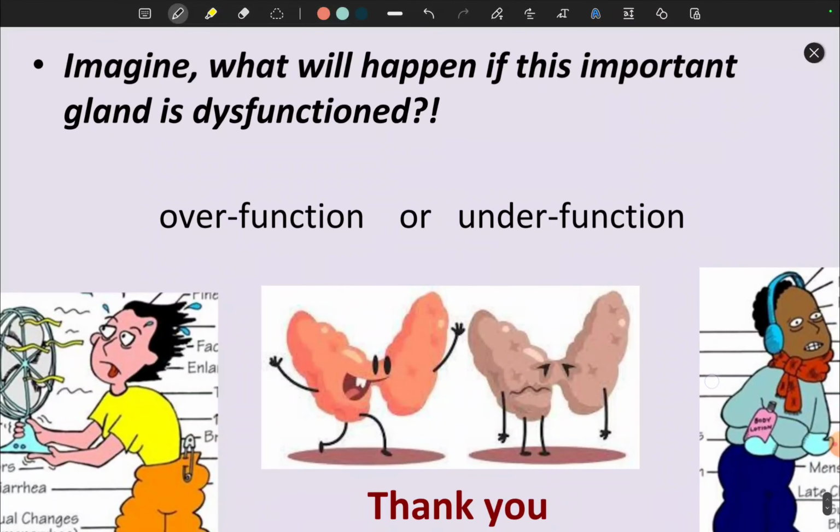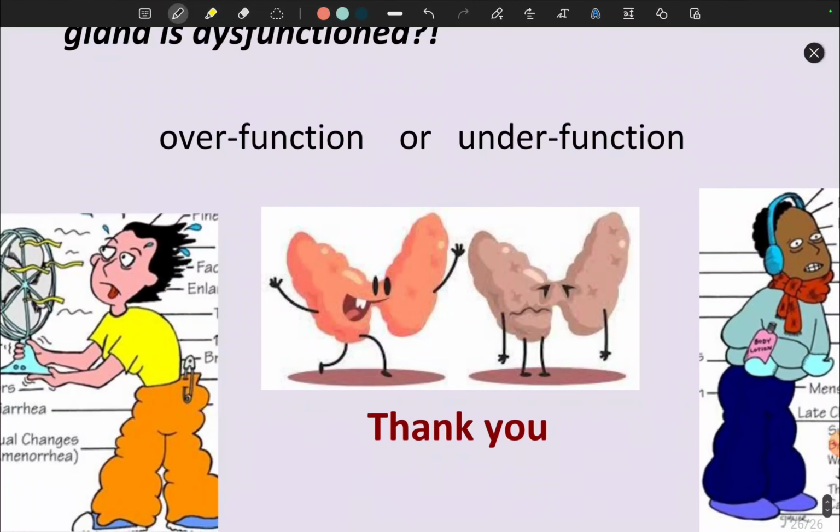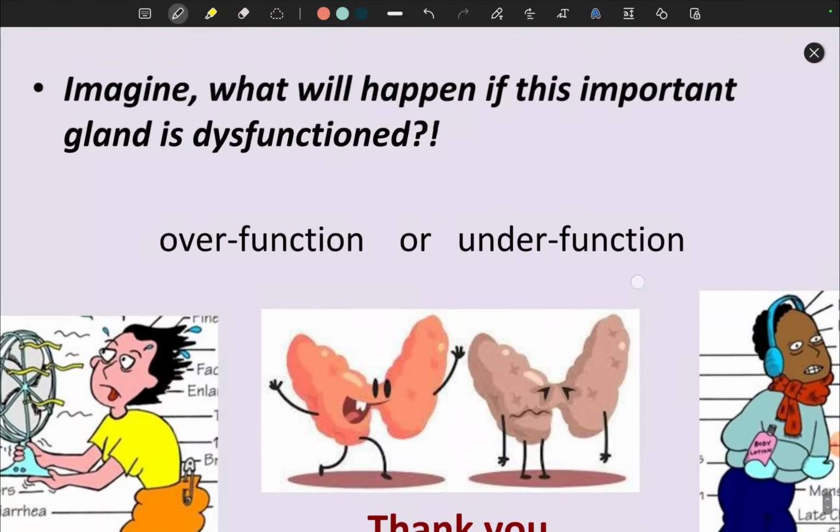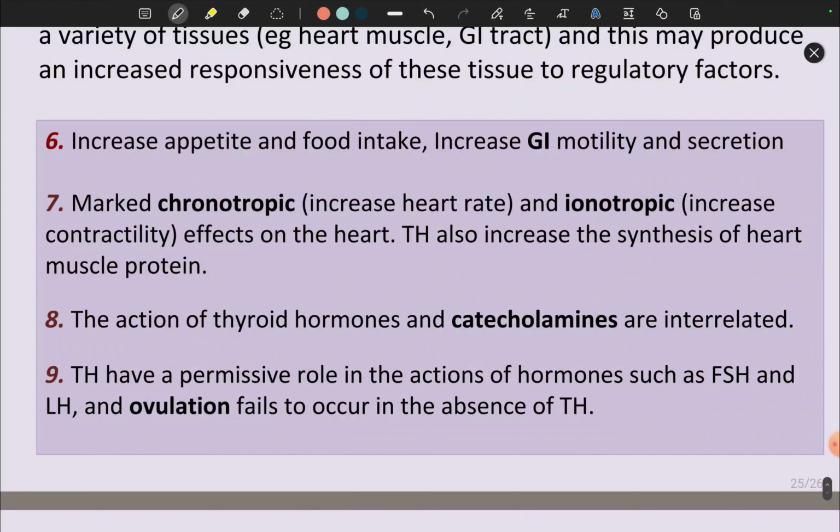Why is thyroid hormone important? Because if there is a disease, a doctor must recognize the abnormality.